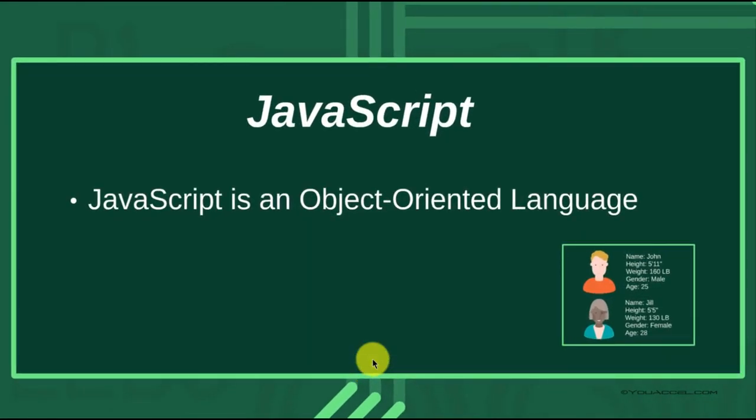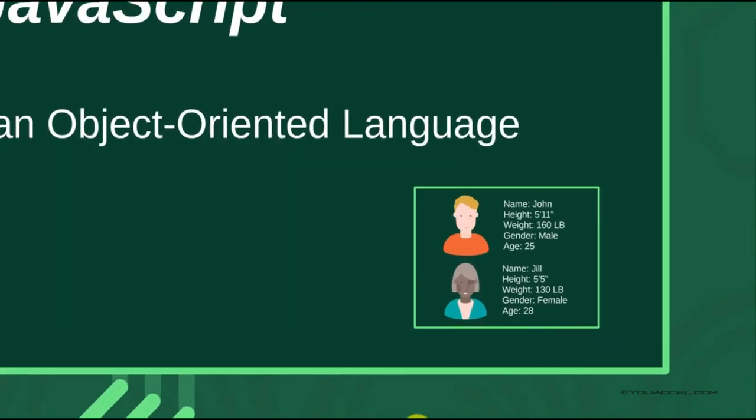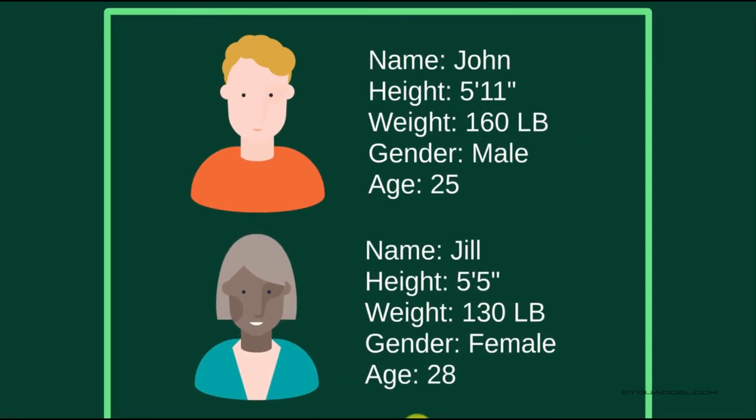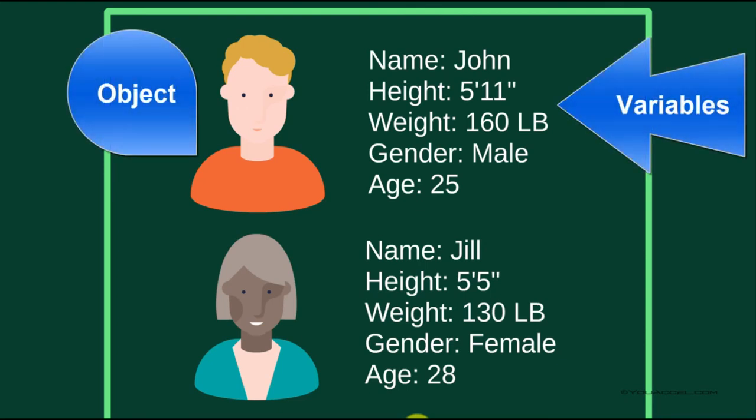JavaScript is an object-oriented language. This means that attributes of an object are contained within variables. For example, if we want to describe a person, we'll refer to this person as the object. We would typically use attributes such as name, height, weight, gender, and age. The values of these attributes will vary or differ from person to person. Another word for attributes is variables. These variables will contain the values for each person.